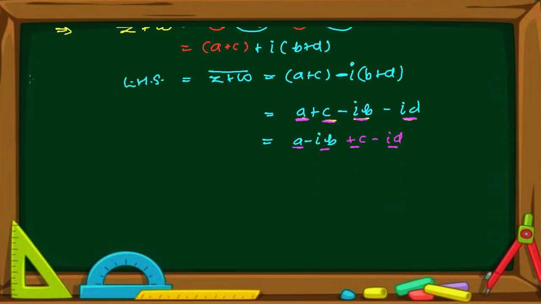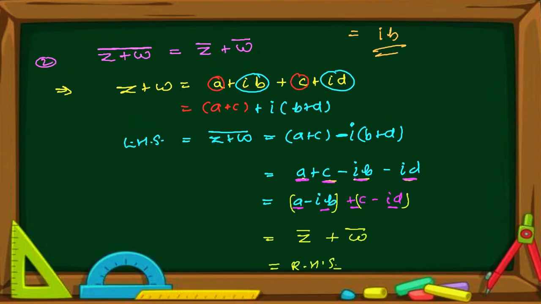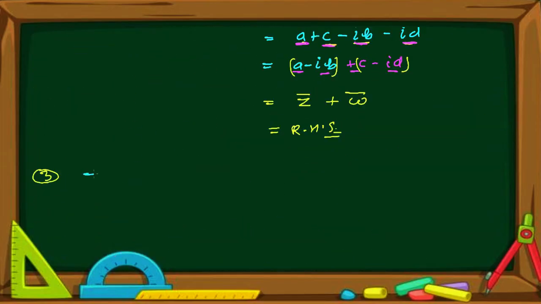And now you know what it is. I'm just going to make the bracket over here, and A minus iB is the conjugate of Z. Similarly, C minus iD is the conjugate of W. So the conjugate of the sum of the Z and W complex numbers is equal to the individual sum of the conjugates of Z and W. All right. That's our right hand side. This is proved. So this was our second property of the conjugate.